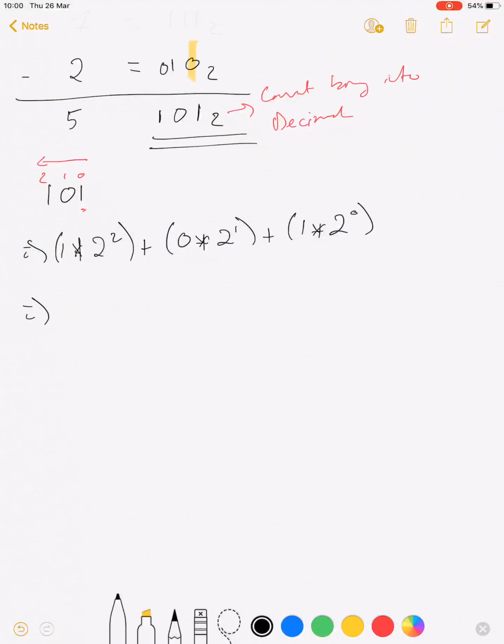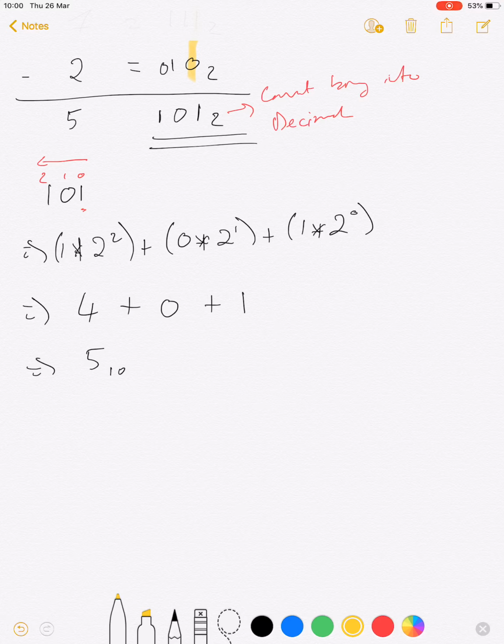It's called a position value expansion, and we use the base of the number and the index location of each digit. We take the digit and multiply it by the base of binary raised to the power of the index. So 2 to the power of 2 is 4, multiplied by 1 gives us 4. 2 to the 1 gives us 2, multiplied by 0 gives us 0. Anything raised to the power of 0 gives us 1, so we have 1 multiplied by 1. Now we have 4 plus 0 plus 1 is equal to 5. This is 5 base 10.